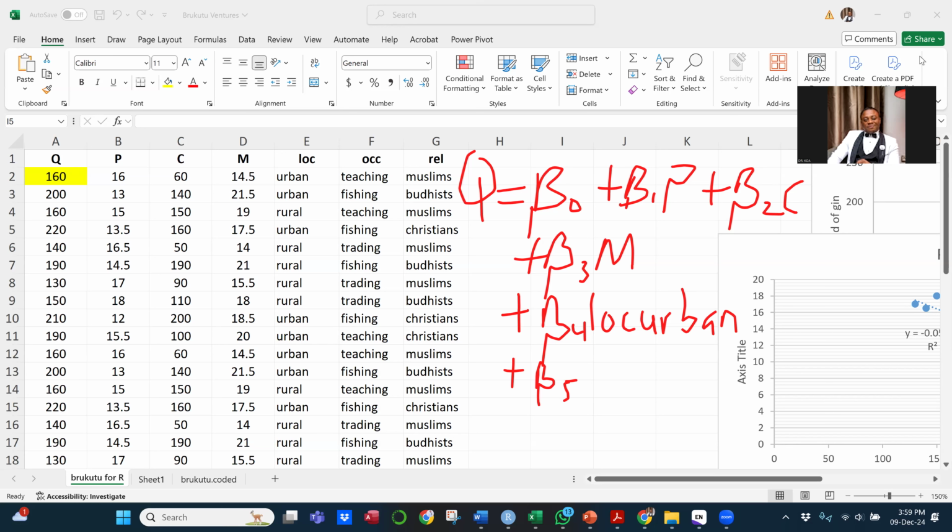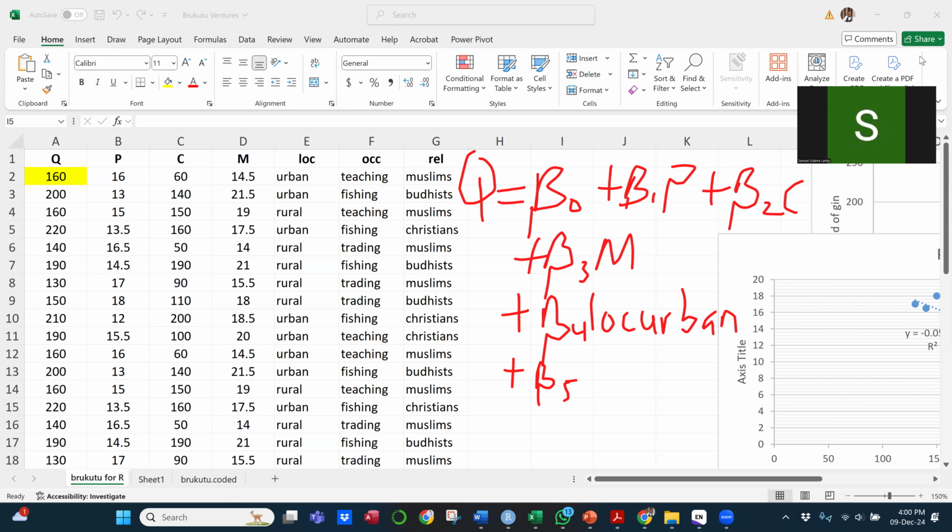Teaching is the dummy, not 1. Teaching, we are still on location. Okay, urban is 1, and rural is 0. How did you know that? The coding, the coded sheets. But when you're looking at my screen right now, which one? You can choose any one of them to be your dummy one.